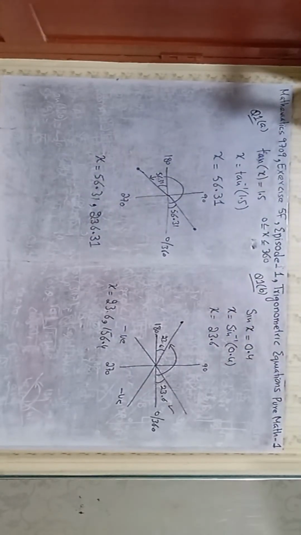So there are two answers from 0 to 360, where sine x is equal to 0.4, and that is at 23.6 degrees and 156.4 degrees. So this is how you do question number 1 and its B part. Okay, let's do the next one.